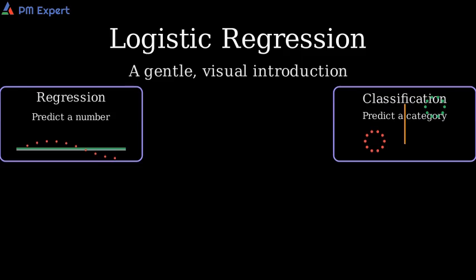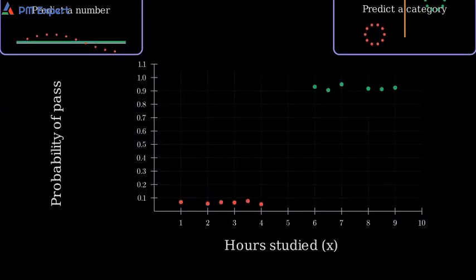Now, our example. Suppose X is hours studied for an exam, and we want to predict pass or fail. We will plot hours studied on the horizontal axis and the probability of passing on the vertical axis. We will place red points near 0 for fails and green points near 1 for passes. Then we will fit a sigmoid curve that turns low probabilities into high probabilities as hours increase. We will also draw a threshold at probability 0.5 and see where the curve crosses that level.